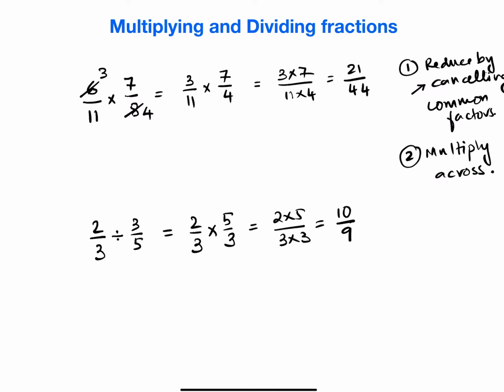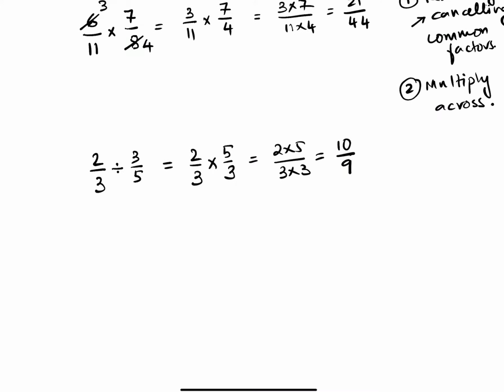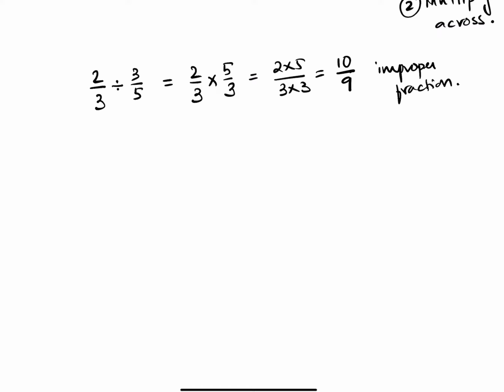Now look at that answer. That's an improper fraction. Let me write that down: improper fraction. So this brings us into another area as well. I can convert that improper fraction to a mixed number. If I convert that to a mixed number, I'm going to get 1 and 1 over 9. So that is my mixed number.